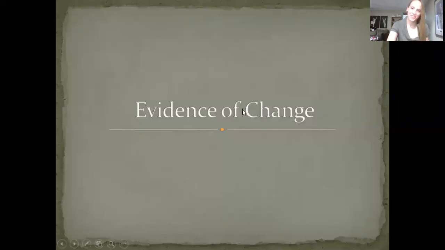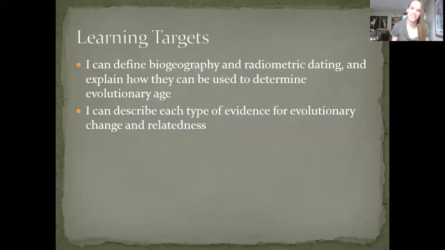Okay, so for evidence of change, we're going to be looking at stuff like biogeography, radiometric dating, and then things like morphology, embryology. Essentially, you need to know all the different ways that we determine that species are evolving and how old those species are. So how far, how long ago they evolved.